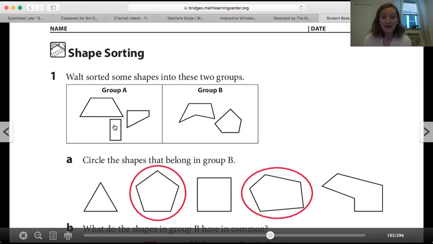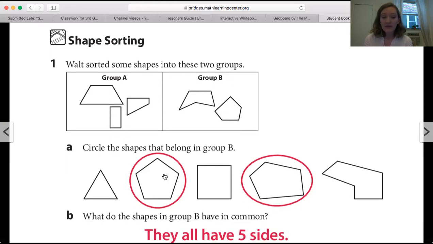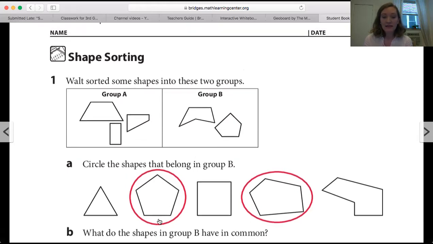And this one's actually a rectangle. Group B, this one has 1, 2, 3, 4, 5 sides. And this one has 1, 2, 3, 4, 5 sides. So I can look at these shapes. This one has 5 sides, and this one has 5 sides. Go ahead and circle those 2.